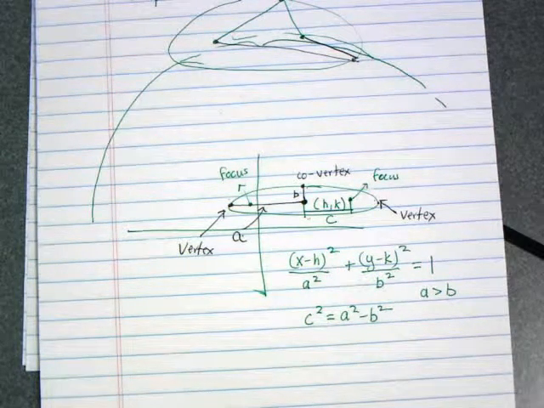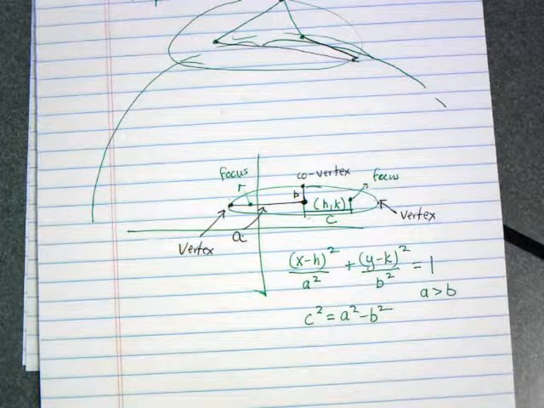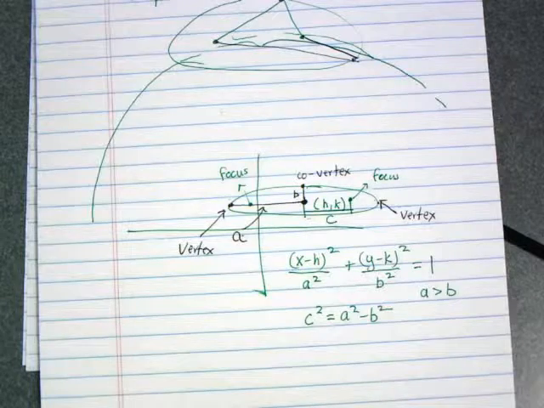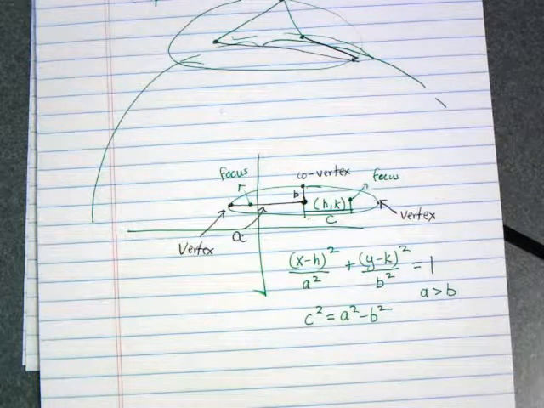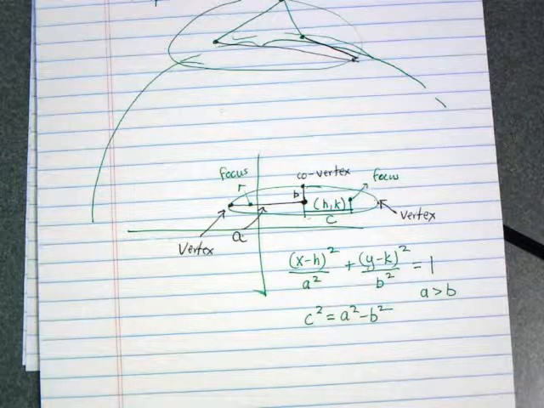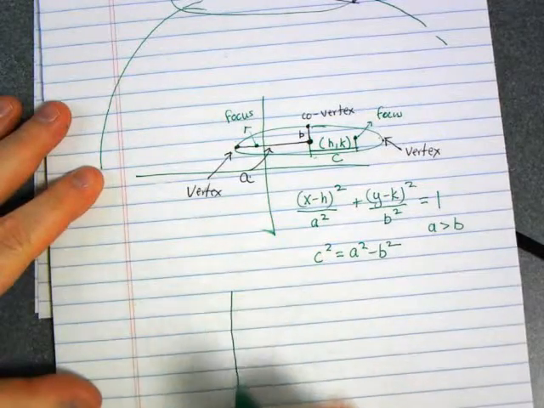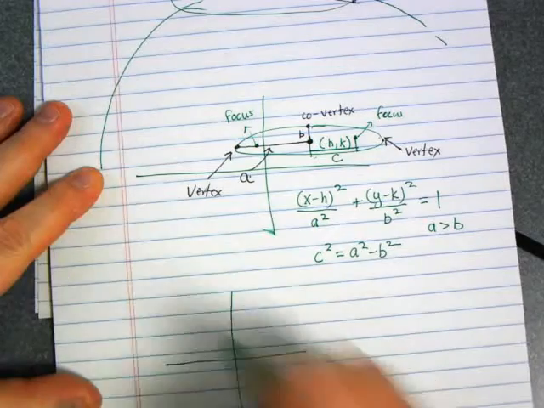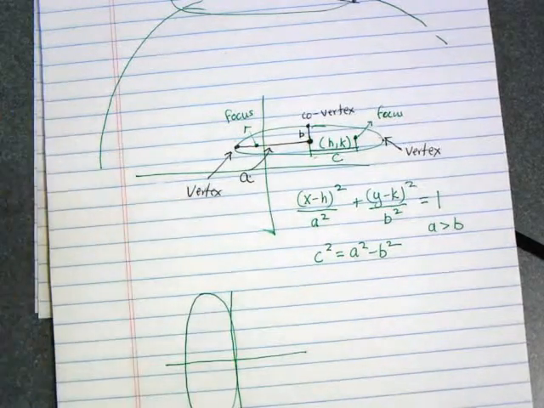All right, so that's for an ellipse that's long and short. What about for an ellipse that's tall and skinny? What changes? The vertices are up and down. What else has to change? Covertices, of course, change. What I was more concerned about is what has to change in the equation.